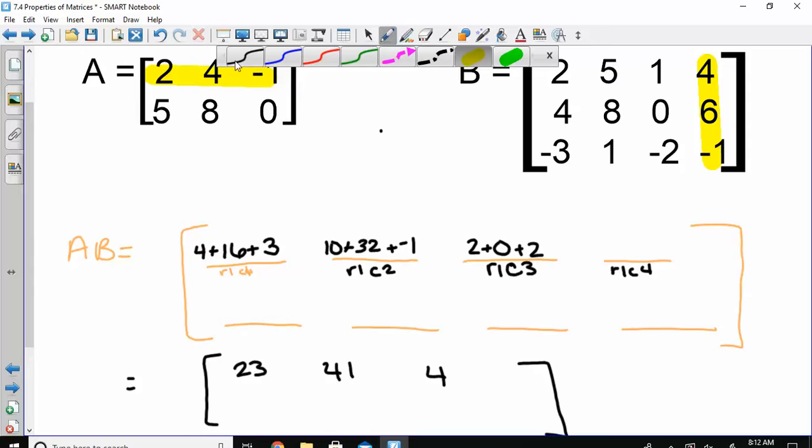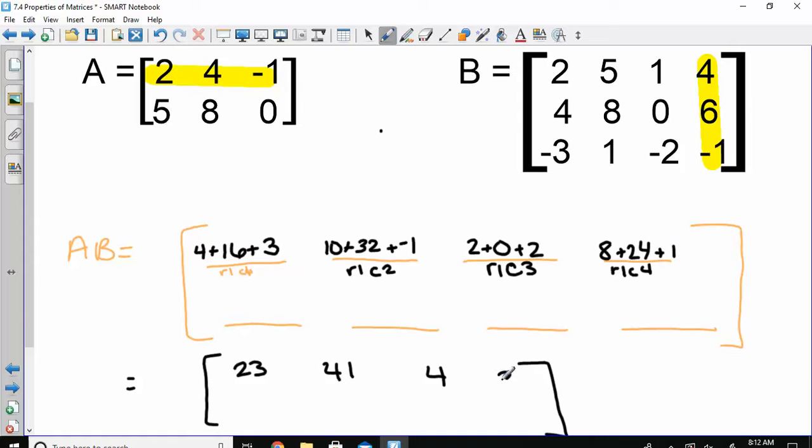So we have 2 times 4 is 8, 4 times 6 is 24, negative 1 times negative 1 is 1. Add those together and we get 33. All right, this is what?